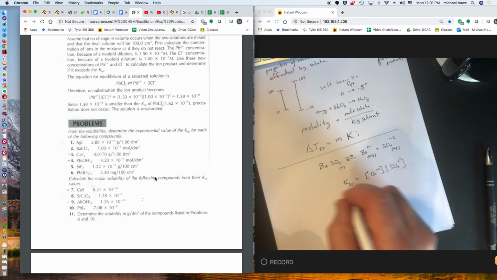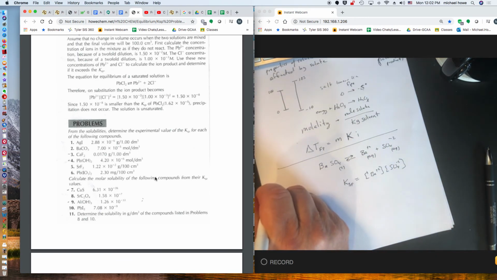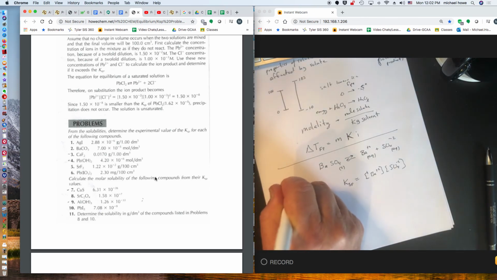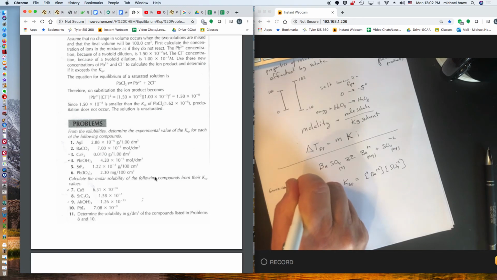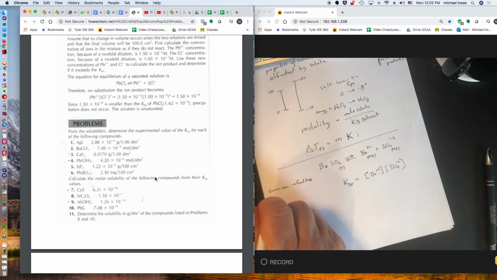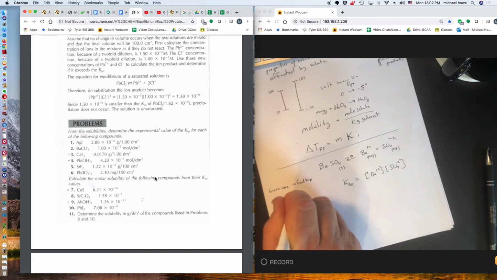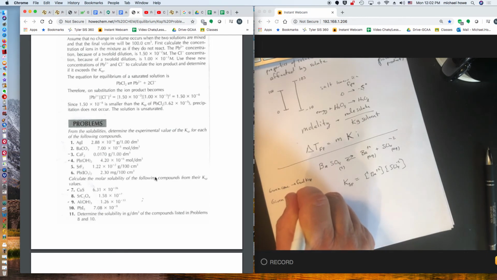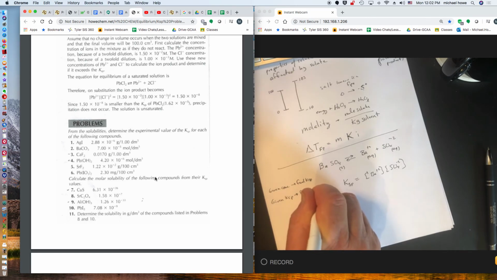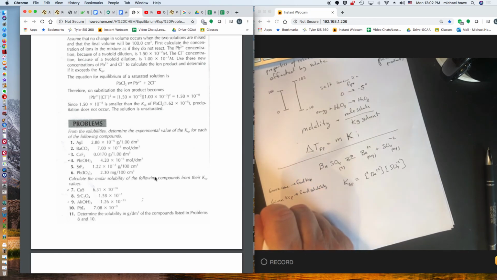All right, so 3 kinds of problems. You could be given concentration, find Ksp. Or you could be given Ksp, find solubility. Or you could predict precipitates.